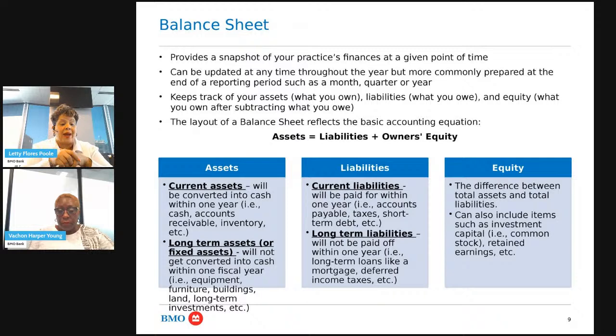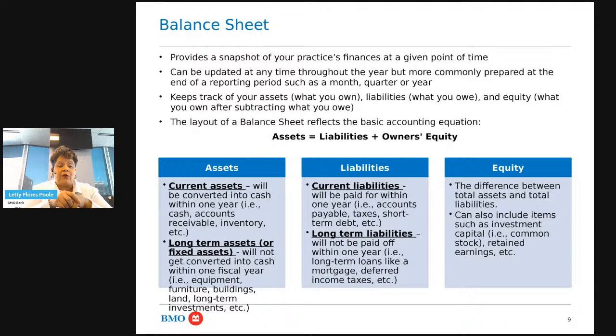Liabilities. Current liabilities will be paid within 1 year. So again, remember, liabilities is what you owe, right? So that's accounts payable. What are things that you need to pay? We also have a review of that that we will show you momentarily, so you can see how an accounts payable report looks as well. Taxes, if you owe any taxes, or if you have any short-term debt. Short-term debt can be business credit card, line of credit, etc.